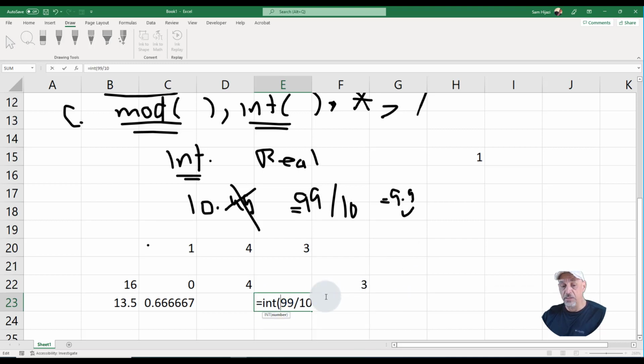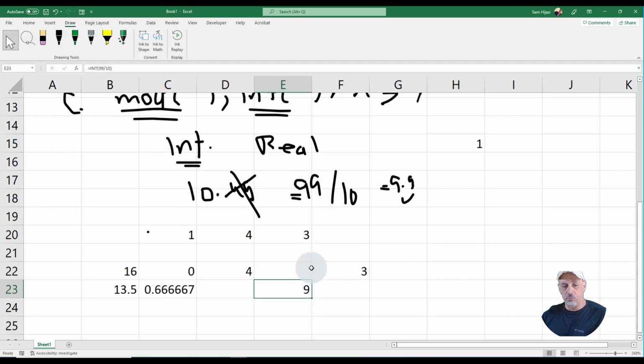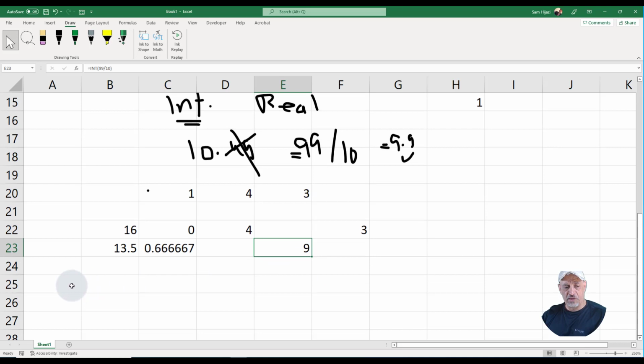No, it's not going to be 10. It's going to be 9 because anything to the right of the decimal point is going to be removed. All right, one more thing and we'll be done.